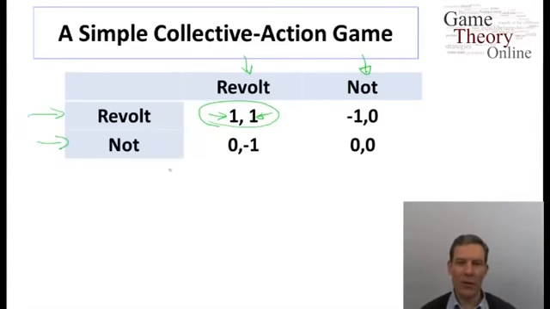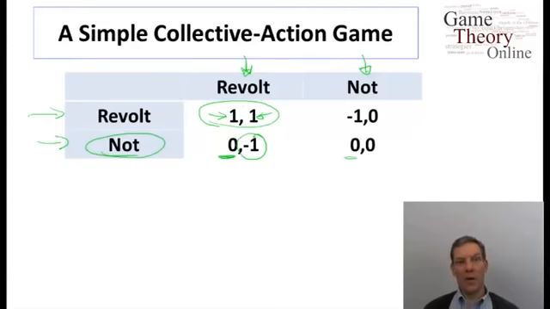If only 1 shows up to the revolution, that's not good for the person who shows up. They're not strong enough alone to have a successful revolt. So for instance, if the column player revolts and the row player chooses not to, well, the row player stays home, gets a payoff of 0, regardless of what happens then. But the player who goes to the revolution, the column player in that case, gets a -1.